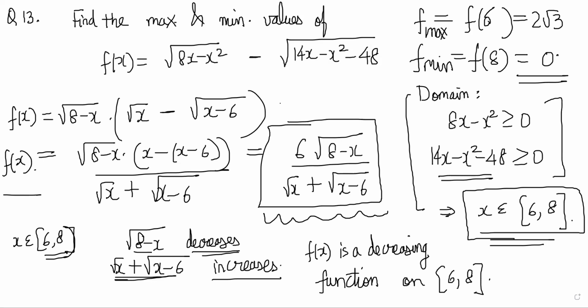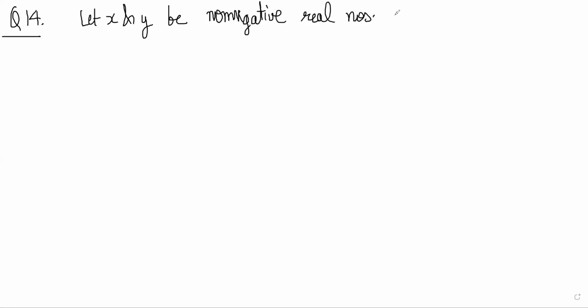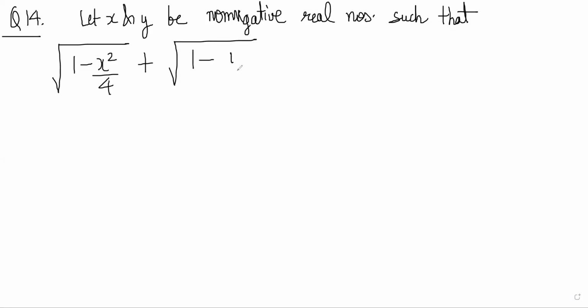Let's look at the last and final problem for this section of the syllabus. This is question number 14. Let x and y be non-negative real numbers such that we have root over 1 minus x square by 4 plus root over 1 minus y square by 16 is equal to 3 by 2. We have to find the maximum value of xy.